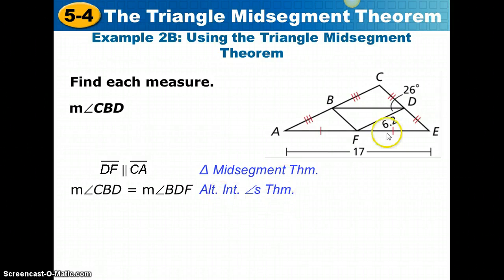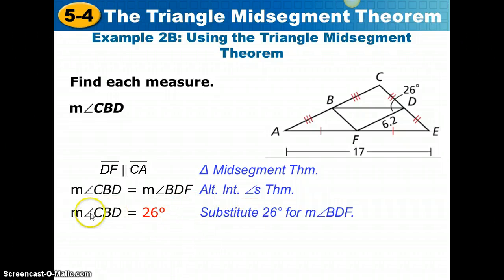Alternate interior angles theorem says that those angle measures are equal then. So if we substitute that angle measure, CBD measures 26 degrees.